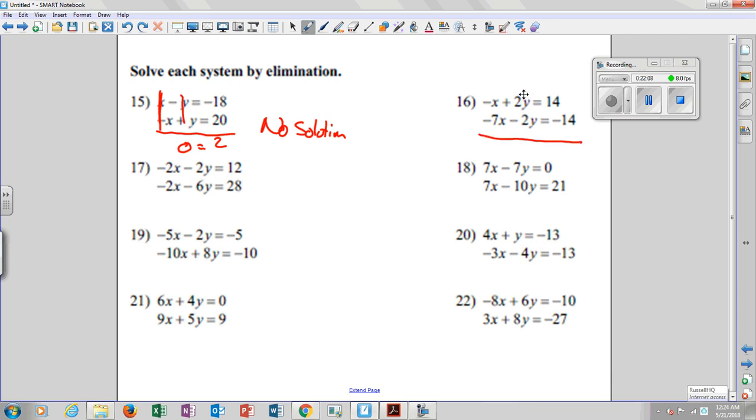Next one, we can just add them together. Your y's will cancel. Negative x minus 7x gives you negative 8x. 14 minus 14, 0. We get x equals 0. Plug that into either equation. I'm going to plug it into the top. Negative 0 is 0, so it's just 2y equals 14. So y equals 7. So 0, 7.